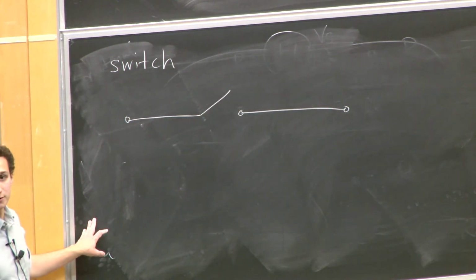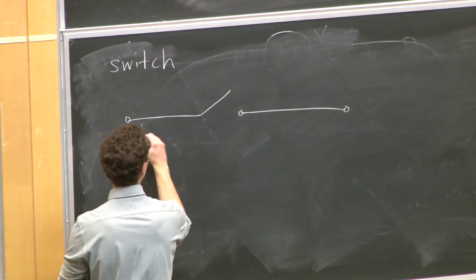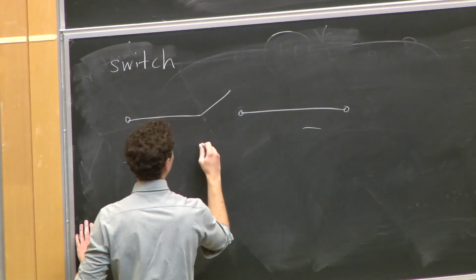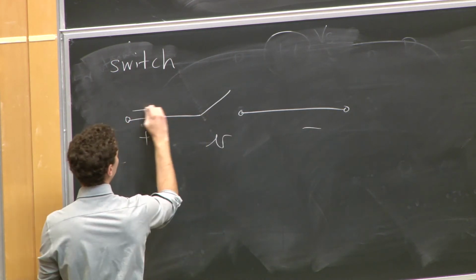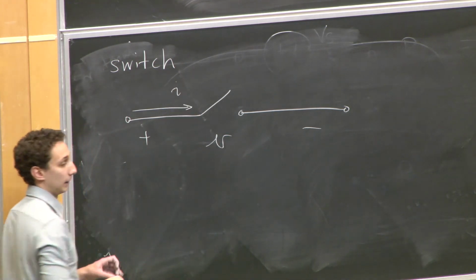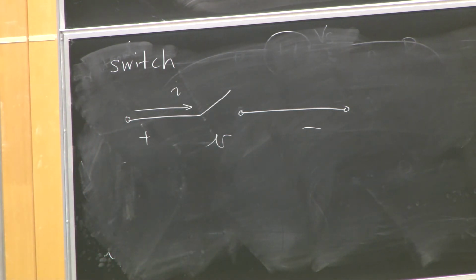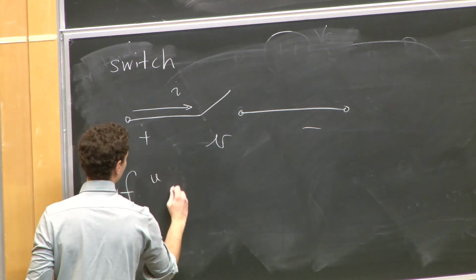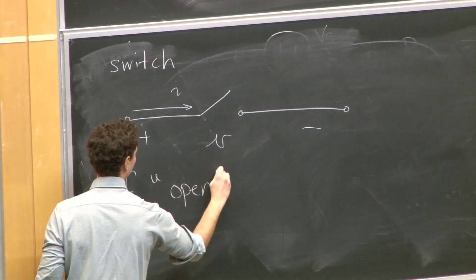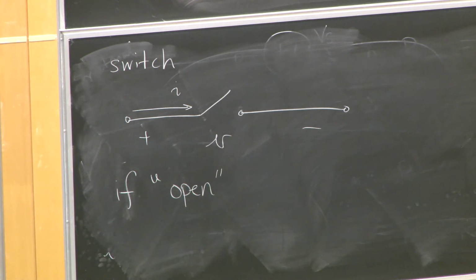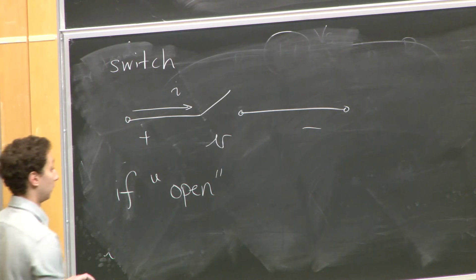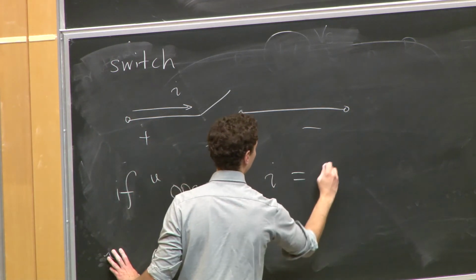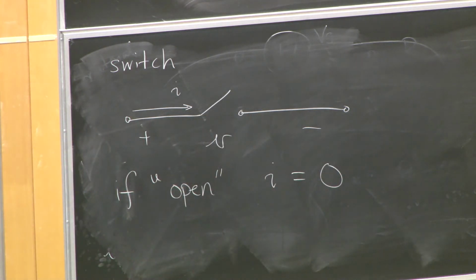Okay, it looked something like this. Now the potential across the switch I'm going to define here. The current through it I'm going to define like this. Okay? If the switch is open, what is the current through the switch? 0. Voltage could be anything. Just an open circuit, right?